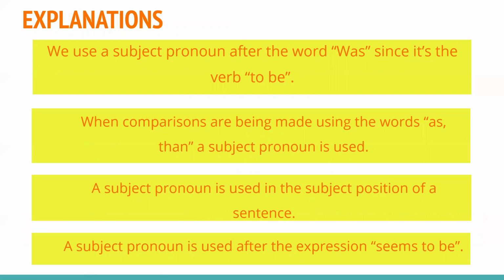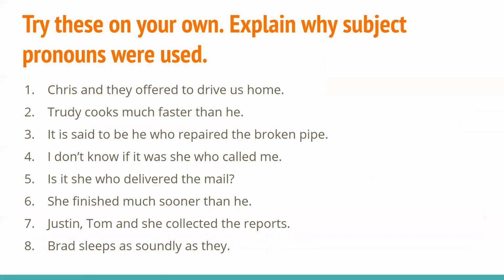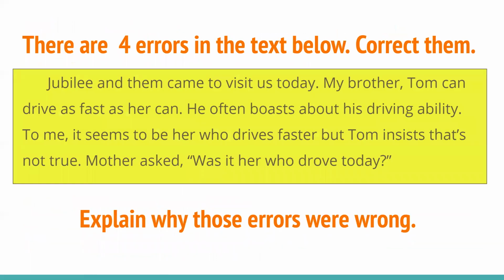Here's a list of all 4 explanations that I used. You want to write them down. Here's your first assignment. Just as we did before, you're going to explain why subject pronouns were used in these sentences. Remember to underline relevant words or details. And for your second practice exercise, you will identify the errors in this text and explain why they were actually wrong.